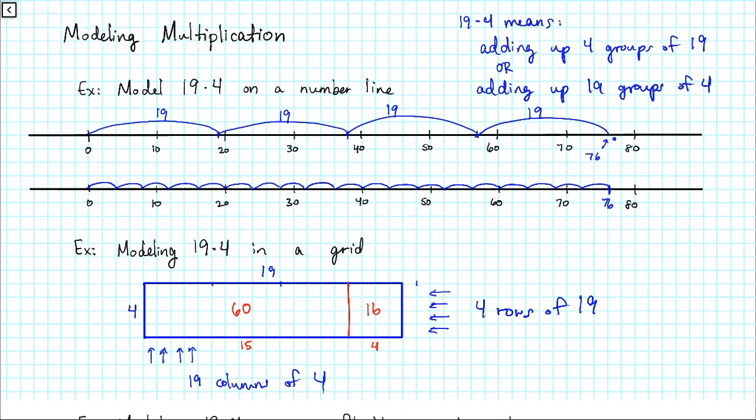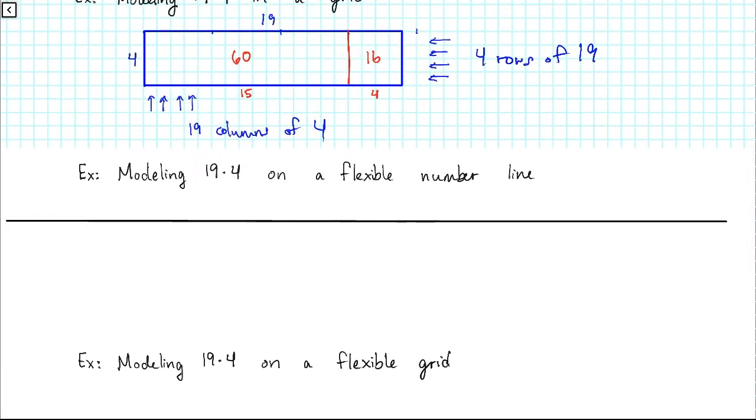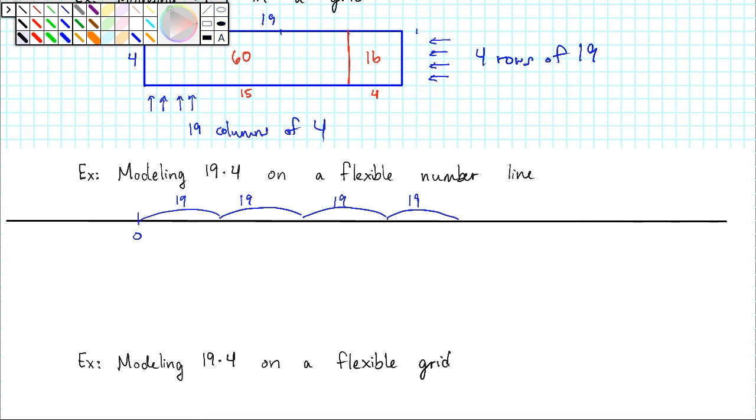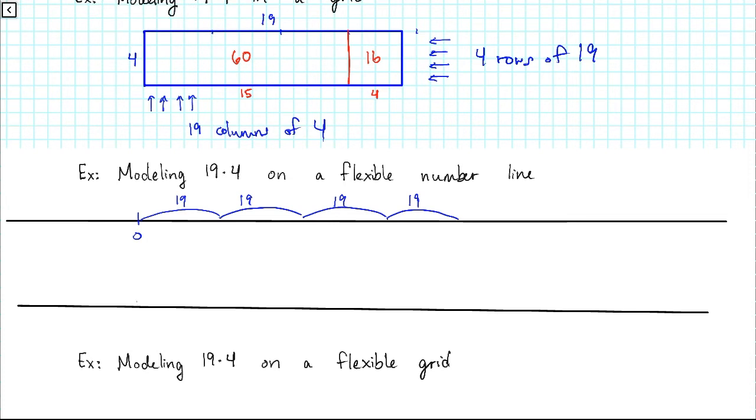So here's an example of how I might do a flexible number line. I might just say, well, 19 times 4 is 1, 2, 3, 4. I might just model it like that if I'm speaking about it very loosely. Or if I wanted to be a little bit more precise and actually use the number line to think about how I would do the calculation, I might say, well, I'm going to think of 19 times 4 as 19 groups of 4.